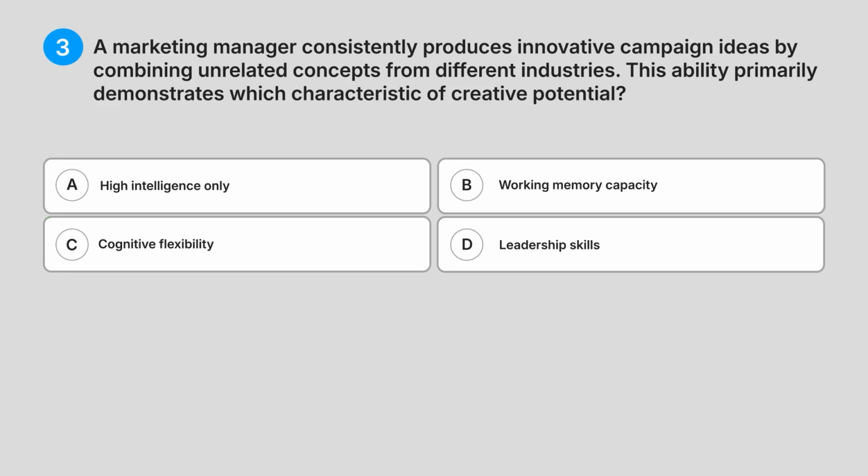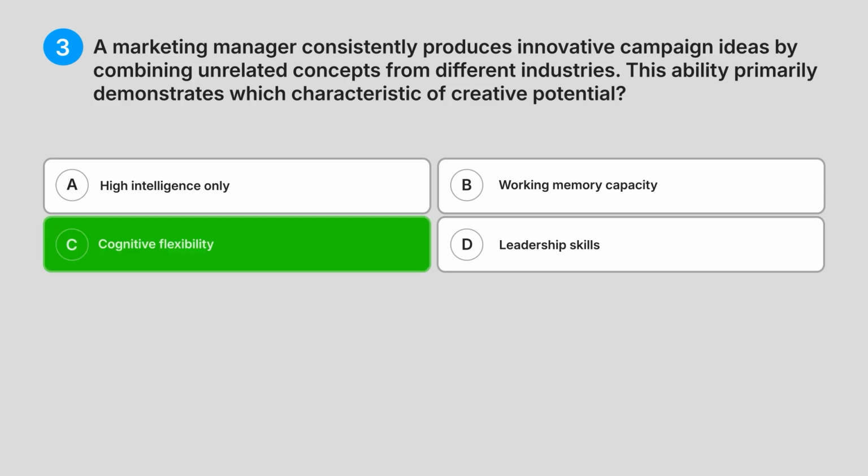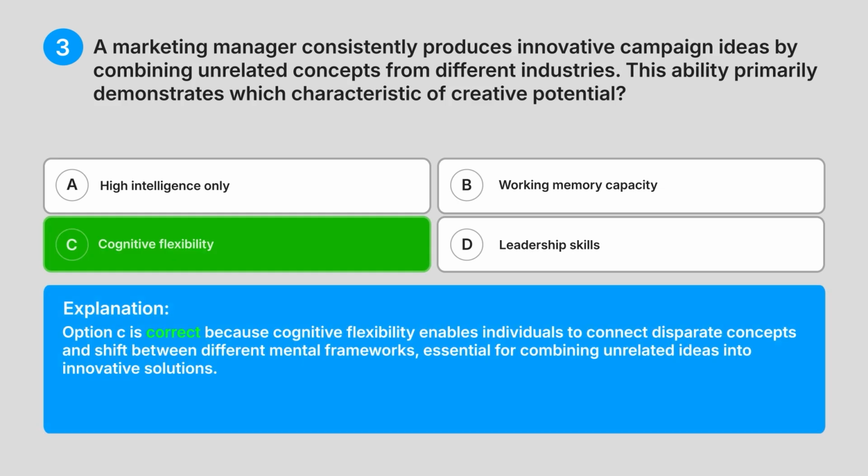Correct answer, C, cognitive flexibility. Explanation. Option C is correct because cognitive flexibility enables individuals to connect disparate concepts and shift between different mental frameworks, essential for combining unrelated ideas into innovative solutions.